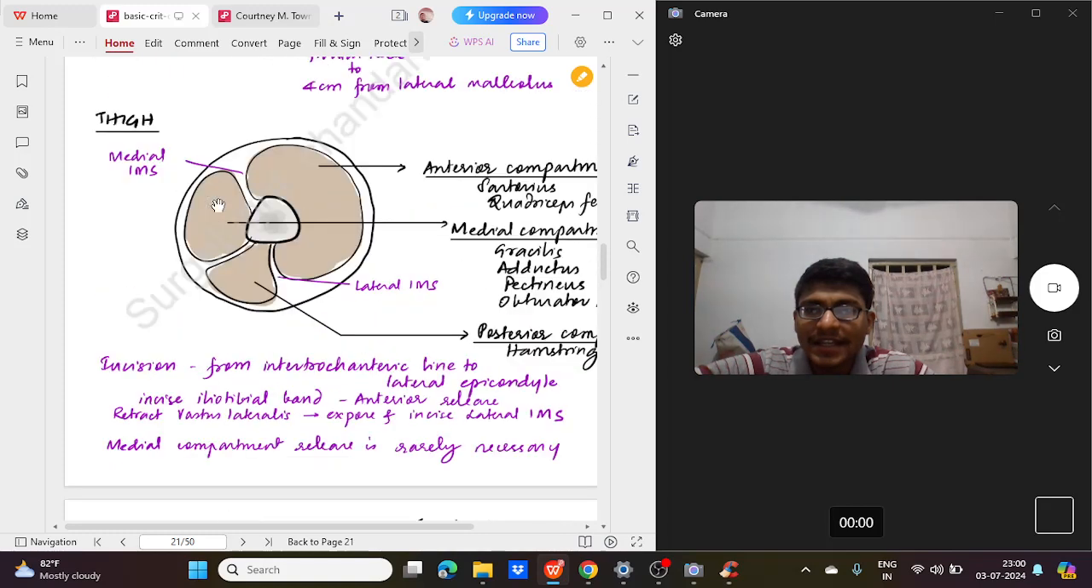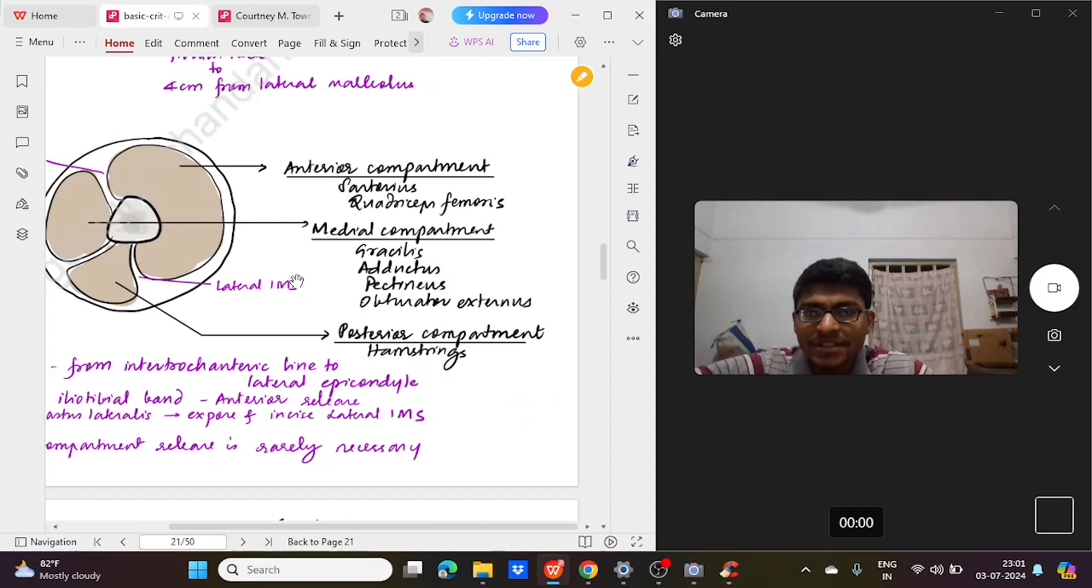Now we'll see the thigh. In case of increased intracompartmental pressure in the thigh, first of all we'll go through the anatomy quickly. In the thigh region, we have the medial intermuscular septum, lateral intermuscular septum, and posterior intermuscular septum. The anterior compartment has sartorius and quadriceps femoris, comprising four muscles: vastus lateralis, vastus medialis, vastus intermedius, and rectus femoris.